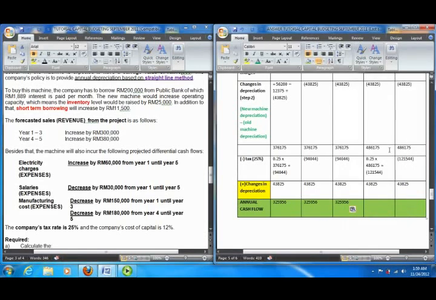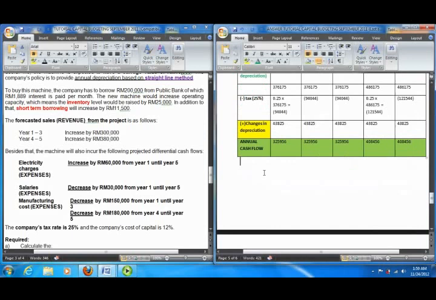However, in year 4, as you can see, your total net flow just now, 486,175, minus your tax 121,544, plus add back your depreciation change of 43,825, then you will get 408,456. So that is your annual cash flow.